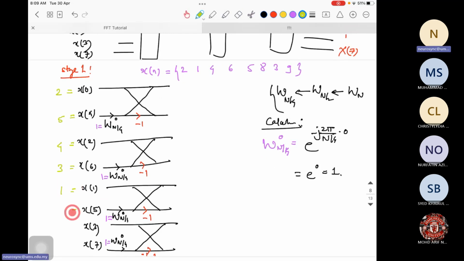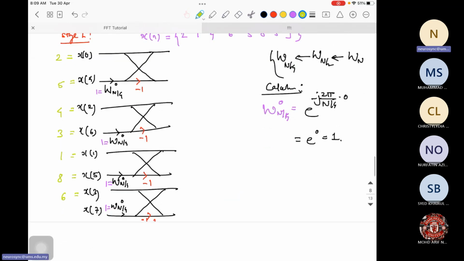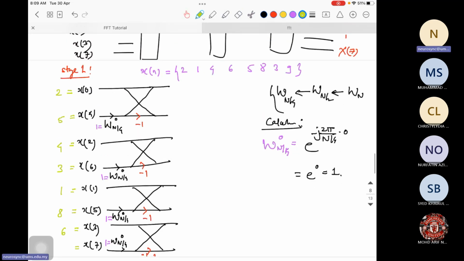This is 1, 2, 3, 4, 5. This is 8. X of 3 is 6. And x of 7 is 9. Are you clear about this input, how we have mapped? Yes, doctor. Okay. Now compute the first stage.